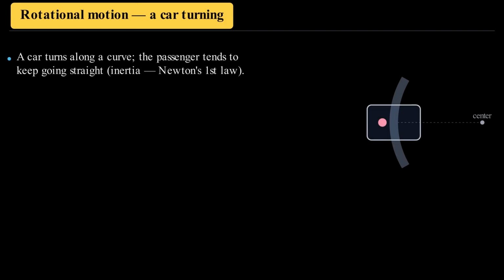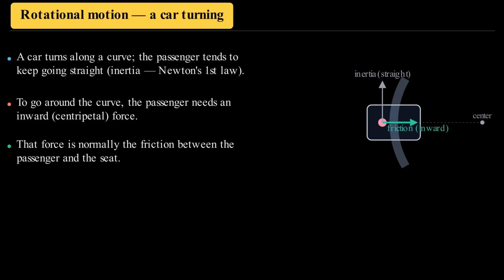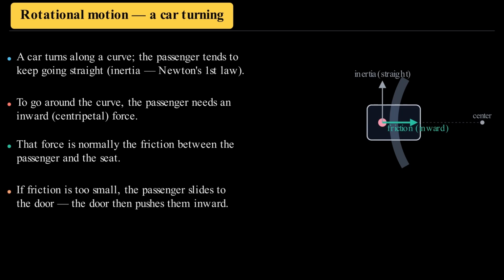Now, rotational motion of an object. When a car turns along a curved path, the passenger tends to continue moving in a straight line due to inertia. That is Newton's first law of motion. To move with the car around the curve, the passenger must experience an inward or centripetal force. This centripetal force is normally provided by the friction force between the passenger and the seat. Be careful, you might see questions a lot like this. So what is the force that is keeping the passenger on the seat? If this friction is not large enough, the passenger slides sideways relative to the car until the door exerts the required centripetal force.